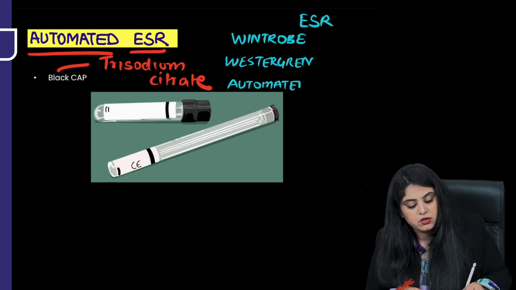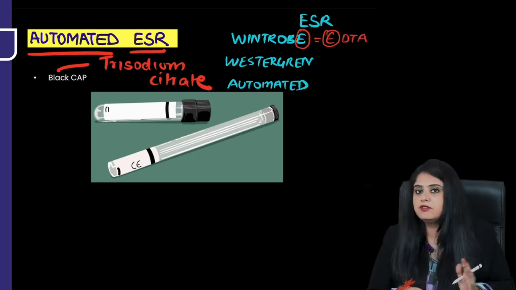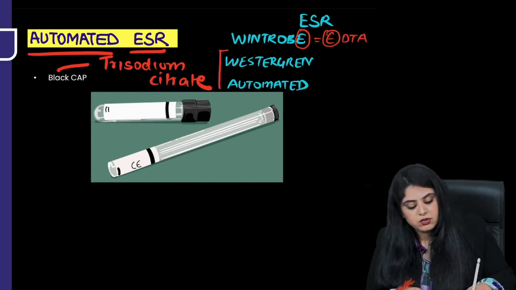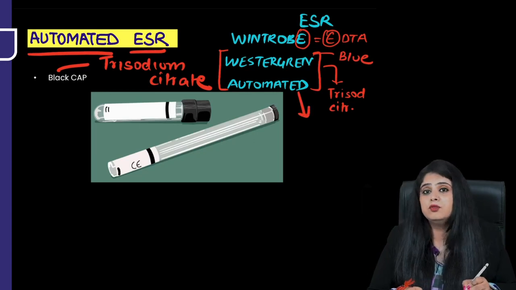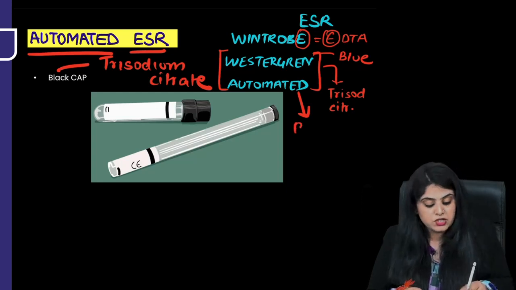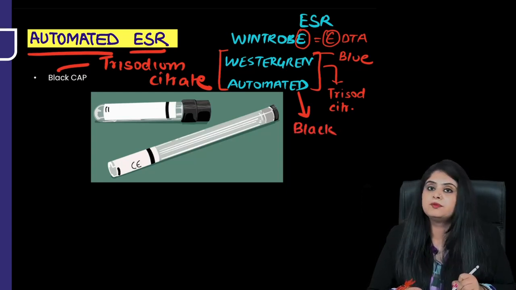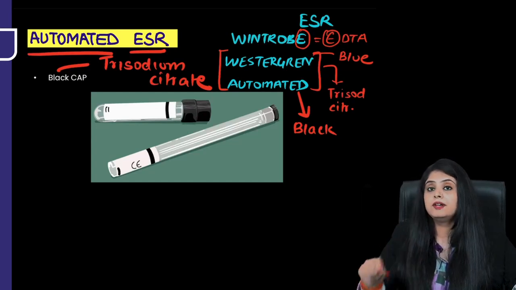So please note, if you want to do it by Wintrobe, collect in EDTA. Wintrobe ends with EDTA. Westergren and automated, both of them, you're going to use the same trisodium citrate, but the colors are different. For Westergren, you are going to use the light blue vacutainer, and for automation, automation is said to be the black day for humans because soon we will lose our control and everything will become automated. So if you want to do automation, use the black vacutainer. Simple. ESR done.